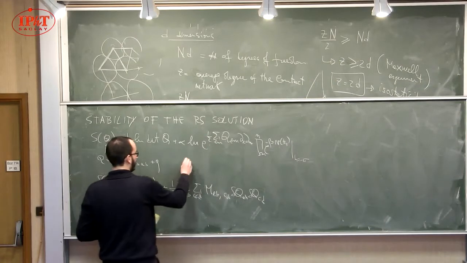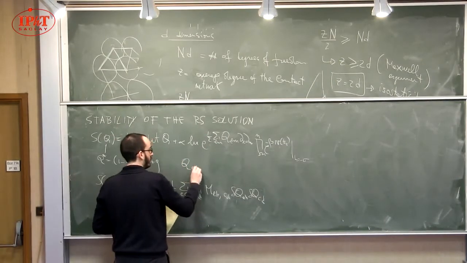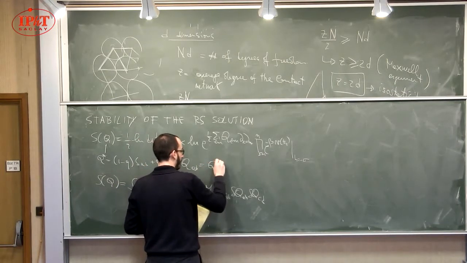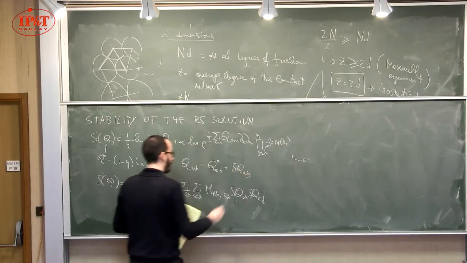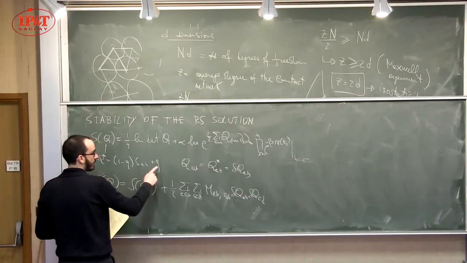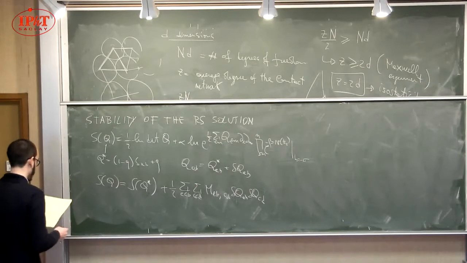So I just say that Q, let me call this Q star, QAB is Q star plus some fluctuation. Of course there is no linear term because Q star is a saddle point solution for S.